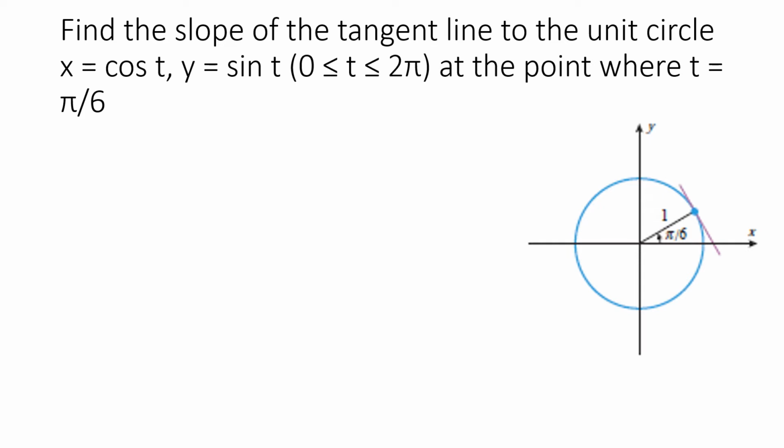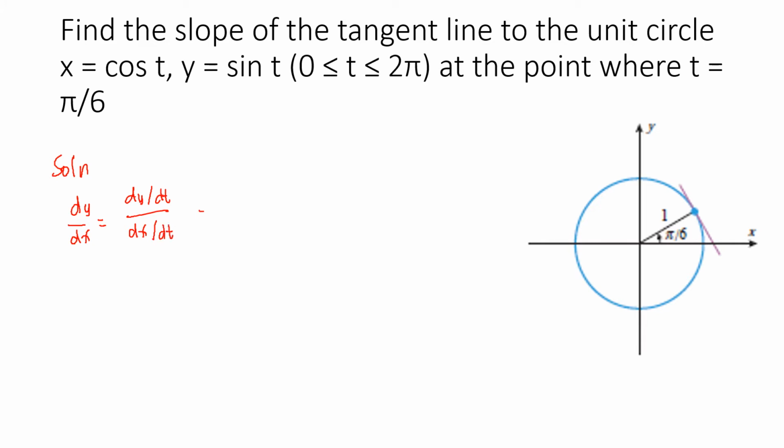So you have here the circle, and you have the pi over 6, the angle, and then you are going to determine the tangent line. So in this case, to solve this, we are going to use the concept that is presented in the previous slide, that dy over dx is equal to dy over dt over dx over dt.